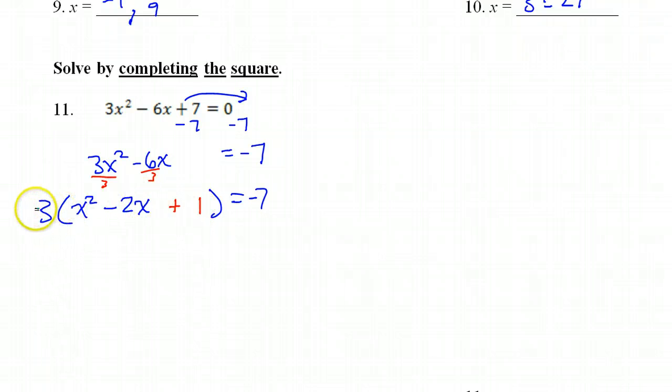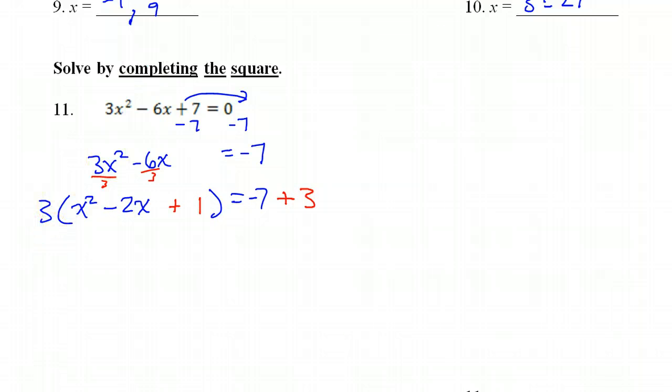And distributive property, if I were to do the distributive property, I'd wind up doing 3 times 1, which is 3. So this 1 looks like a 1, but it's really 3 times 1. It's really a 3. So for that reason, I need to add 3 to the other side in order to balance this out. Okay, so that's a common mistake. 3 times 1 is 3, so you add a 3.